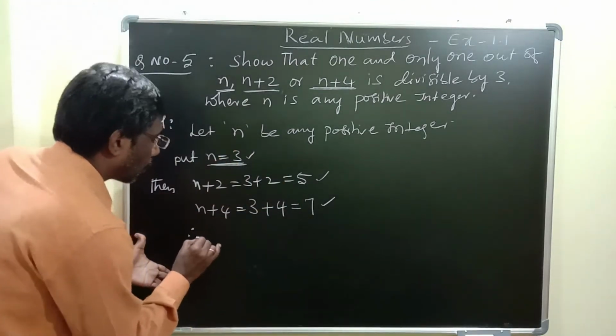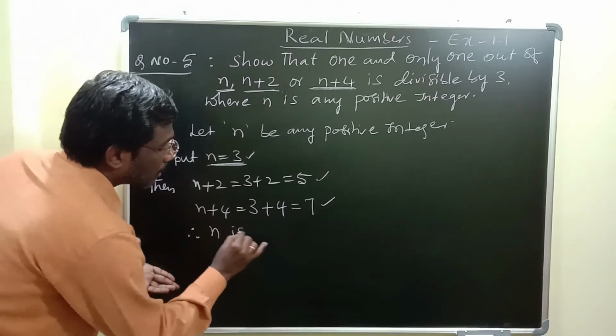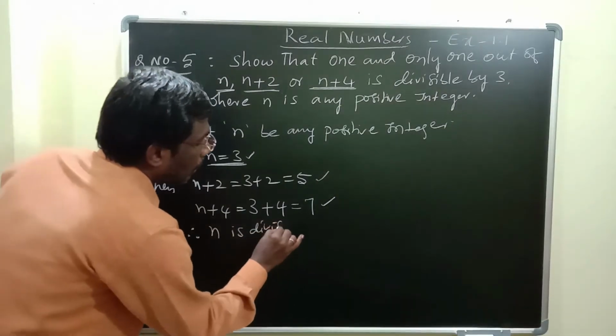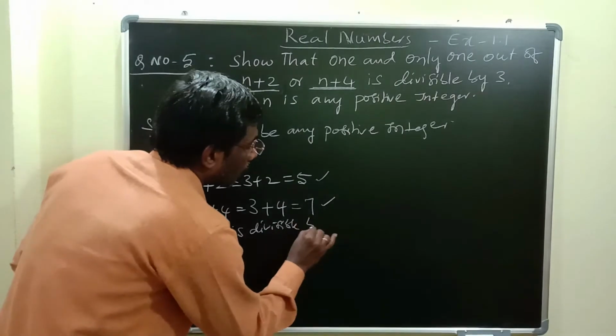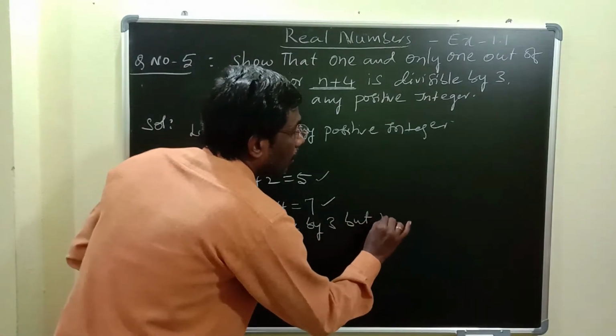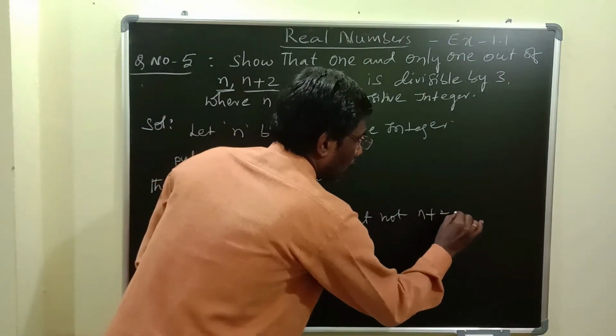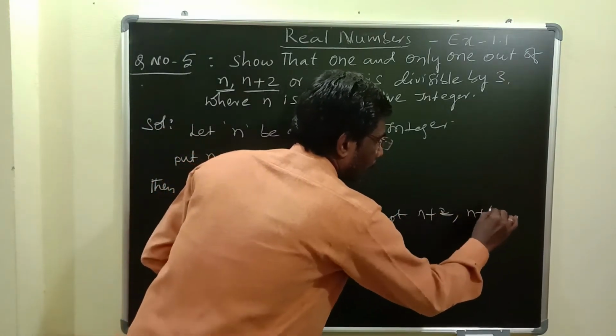Therefore, what can we write? n is divisible by 3 but not n plus 2 and n plus 4.